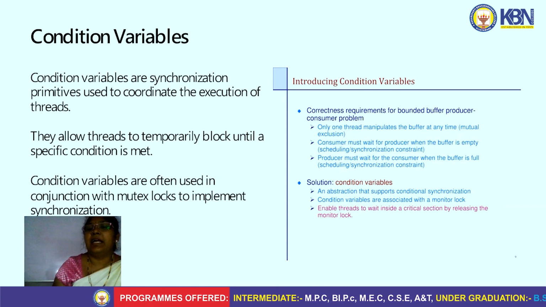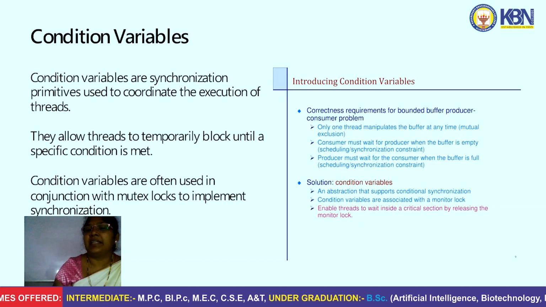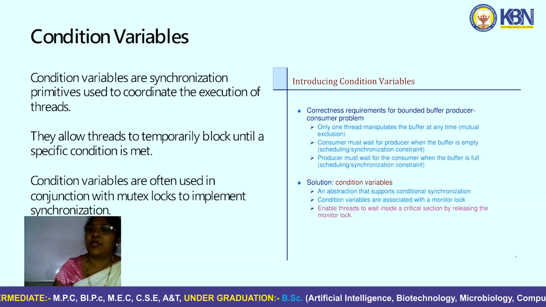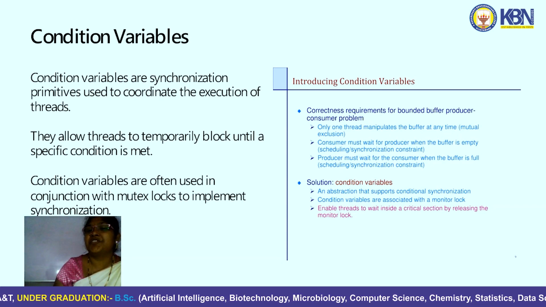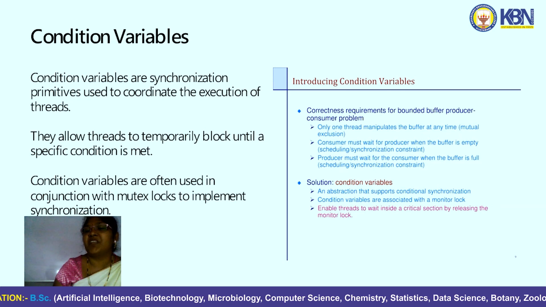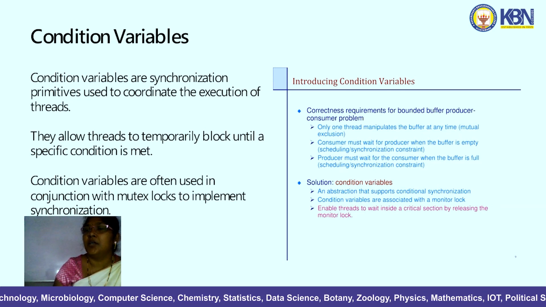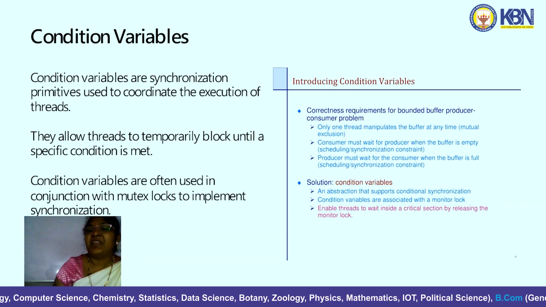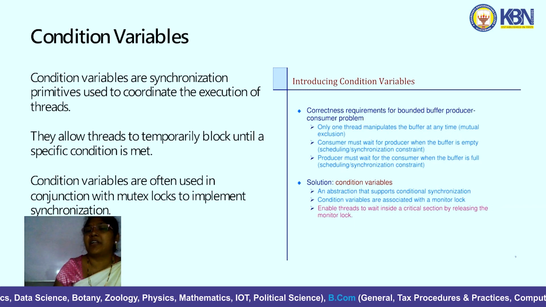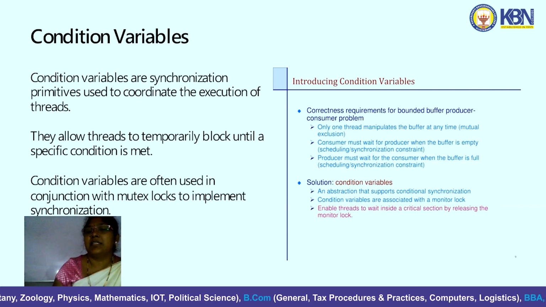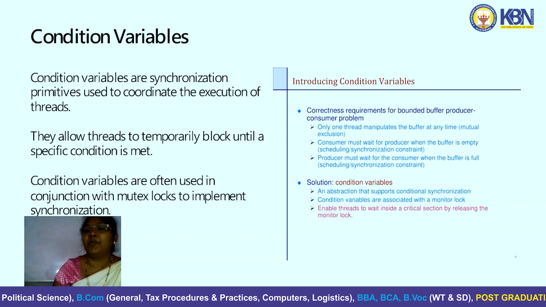Condition variables are an abstraction that supports conditional synchronization. They are associated with a monitor lock. They enable threads to wait inside a critical section by releasing the monitor lock. These are the solutions we can use to manage the problem after it occurs.